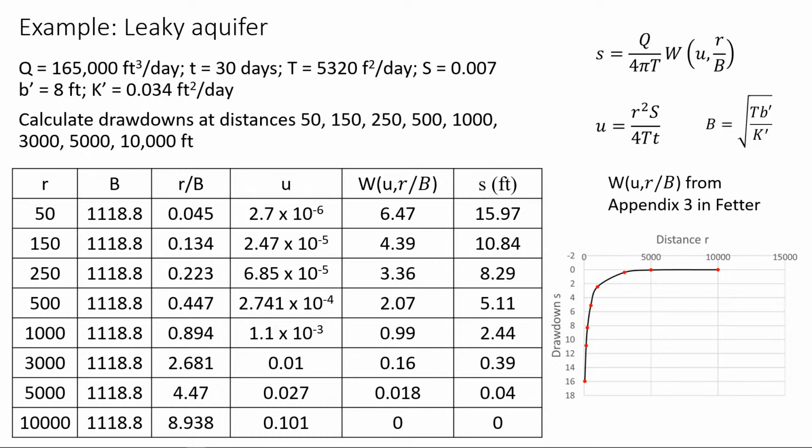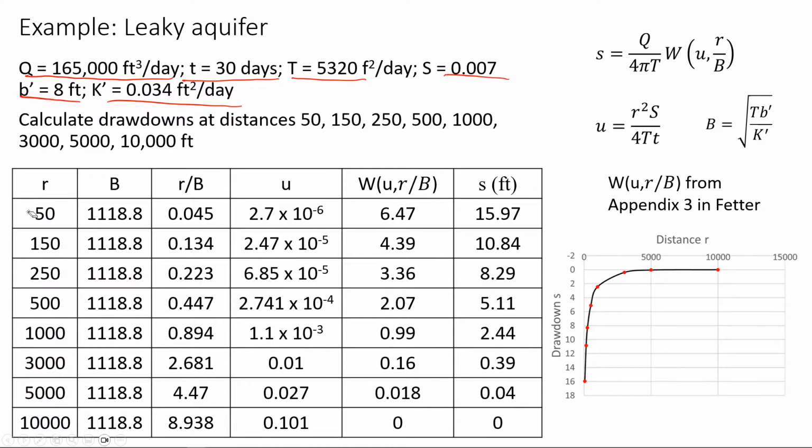Let's look at this example of a leaky aquifer. Q is constant. The time is 30 days, after 1 month, so we are pumping at this rate for 1 month. The transmissivity of the aquifer is known. The storage coefficient is known. The thickness of the confining layer is known. The hydraulic conductivity of the confining layer, see, is very small. It's known. And then I want you to calculate the drawdown at different distances from this pumping well. So at 50 feet, 100 feet, 250 feet, 500 feet, and so on and so forth.